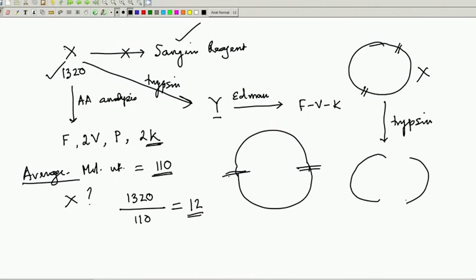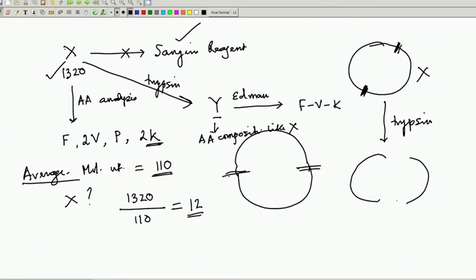By the way, I think I also said that peptide Y has the same amino acid composition as X. So, that means it has F, then 2 V, then proline and then 2 K. If that happens, with the same amino acid composition, it must be made up of 2 units of the same amino acid composition. So, it must have been cleaved like this to give 2 pieces which have the same amino acid composition. That means they look the same.